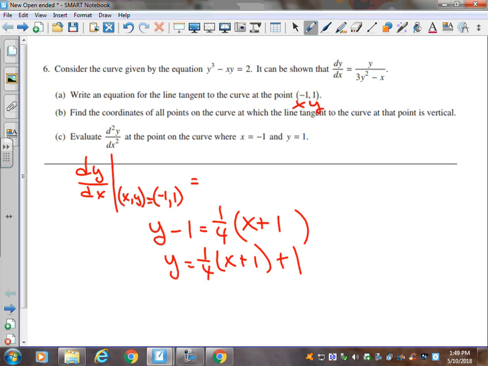So now part B: find the coordinates of all points on the curve at which the tangent line of the curve would be vertical. Well, when is the slope vertical? Bottom is 0. Yes, vertical has to be bottom, horizontal has to be top. You might want to make yourself a note to remind yourself that vertical means the bottom's equal to 0 and horizontal means the top's equal to 0, because vertical has no slope, right? And the only way to make this no slope is if the bottom is 0.